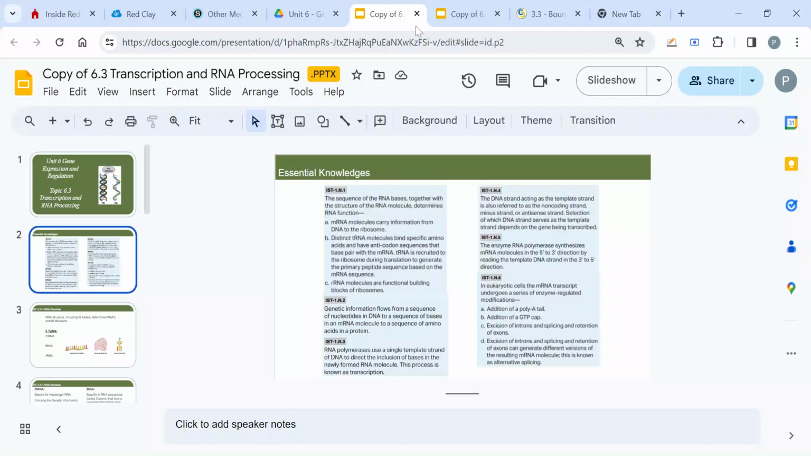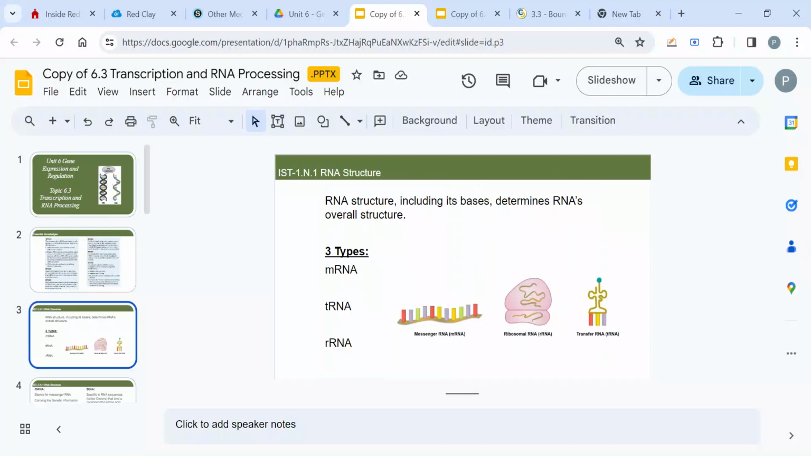We're going to talk about our different RNA molecules, what they're all used for, and basically just how transcription works, all the different enzymes that help out with it. Then afterwards, we'll get into translation.